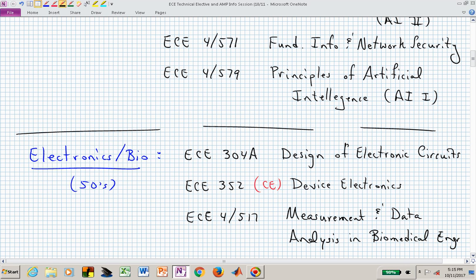Now maybe you have a preamplifier stage, a mid-range, and then an output stage, for example, and you're building all of that together in ECE 304A, and that is a technical elective now. That used to be a required course in one of the curriculums in the electrical engineering option. Question?